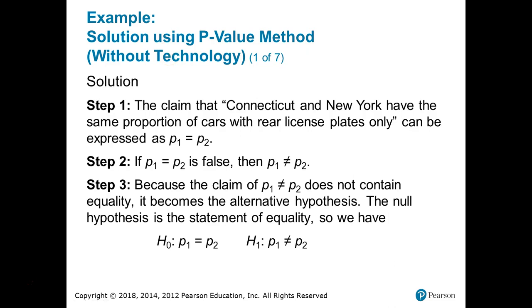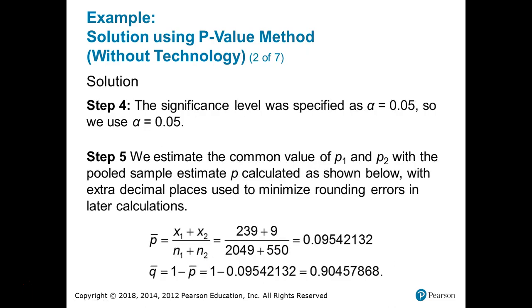So step 1, we are just looking at P1 equals P2. And if P1 equals P2 is false, then P1 does not equal P2. The null hypothesis needs to have an equality, so we need to use the equal sign here. So we'll let the null hypothesis H0 be P1 equals P2, and the alternative hypothesis H1 be P1 does not equal P2. The significance level was specified as alpha equals 0.05.